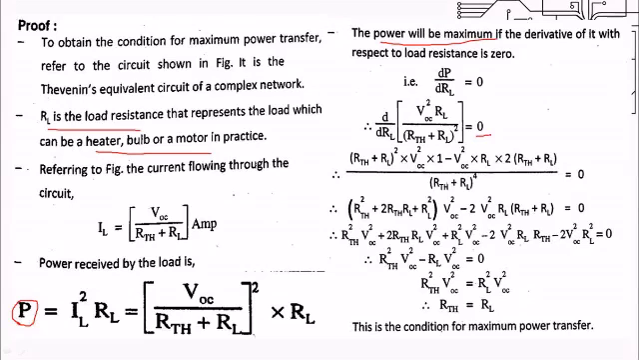Now solve this derivation. You just write down the format of the derivation in your notebook. It may confuse you if I try to explain how this derivation is solved. After derivation we get this arrangement: RTH plus RL square into VOC square into 1 minus VOC square into RL plus 2 into RTH plus RL, divided by RTH plus RL raised to 4.